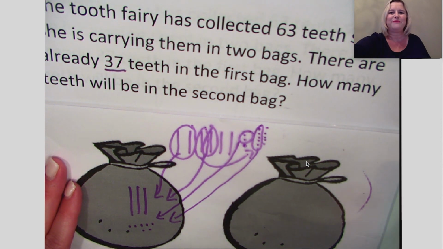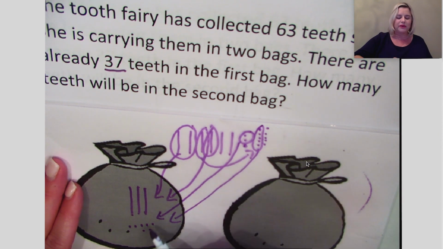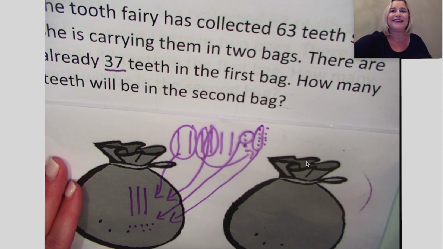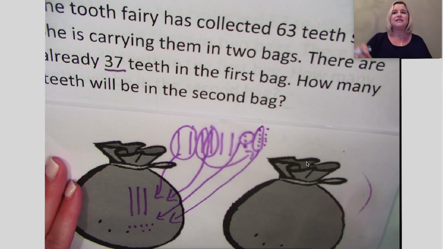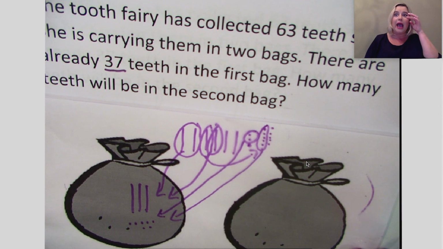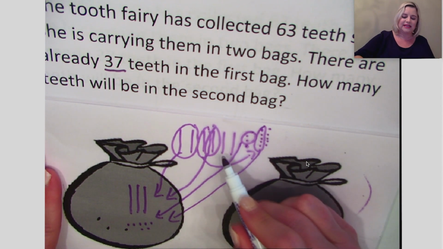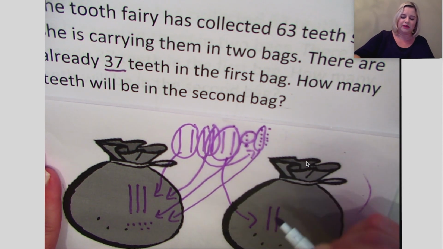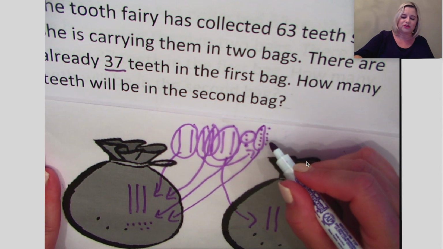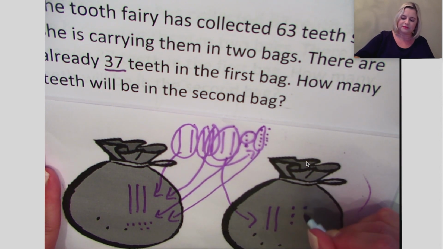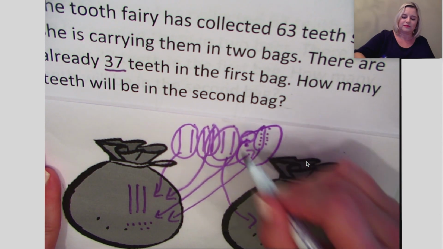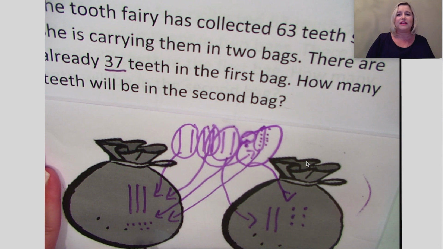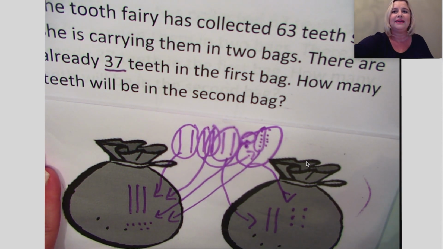Draw it with me on your paper. Remember, I circled the 3 rods and the 7 ones and drew an arrow to the bag to show where they are going. Once we move the 37 teeth to the first bag, let's count how many remain. 10, 20, I'm going to move those down here. 21, 22, 23, 24, 25, 26. So I have 37 in the first bag, and how many remain? There are 26 teeth left to go in the other bag.